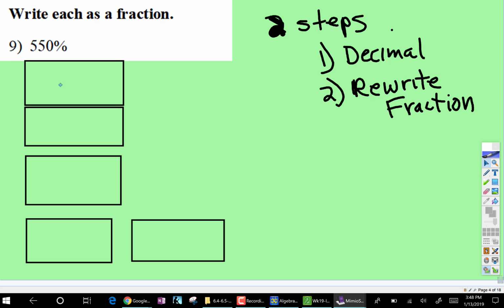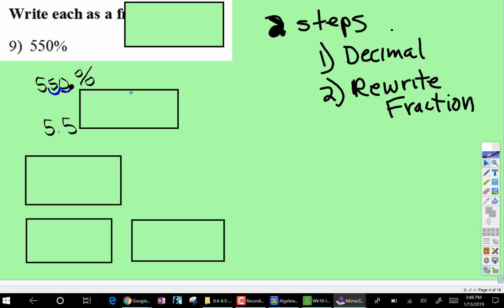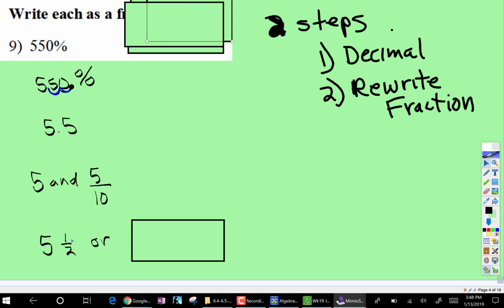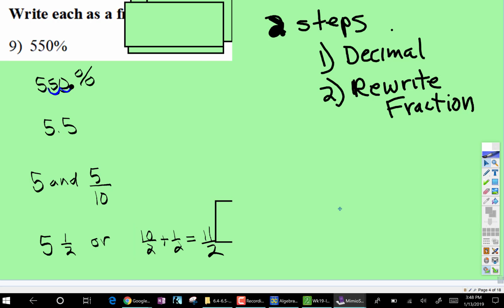Okay, so we're going to convert that to a decimal, just like this. 5 and 5/10 and 5/10 can be converted to 1/2. Or the other way to do that, 5 is the same thing since that's 1/2. Well, 5 can be rewritten as 10/2. 10 divided by 2 is 5. So 10/2 plus 1/2 is 11/2.